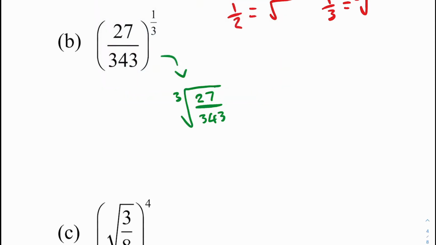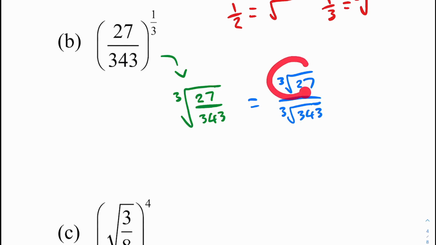So we can then say this is equal to the cube root of 27 divided by the cube root of 343, and then we just simply have to solve the cube root of 27 and 343. So when we do solve that, the cube root of 27 is 3, and the cube root of 343, I'm not too sure what it is, let me just quickly get my calculator. 343, 7. Okay, so the cube root of 343 is 7, so the answer is 3 over 7.